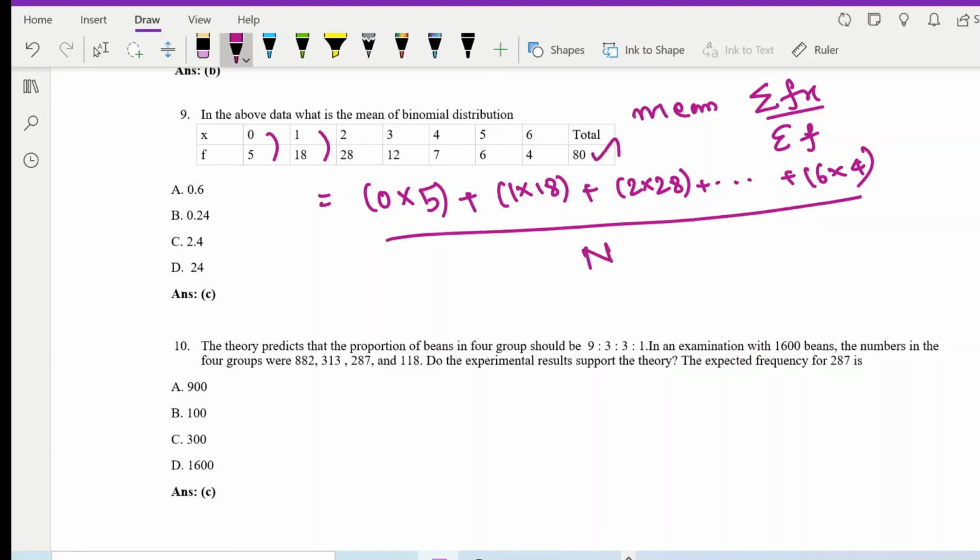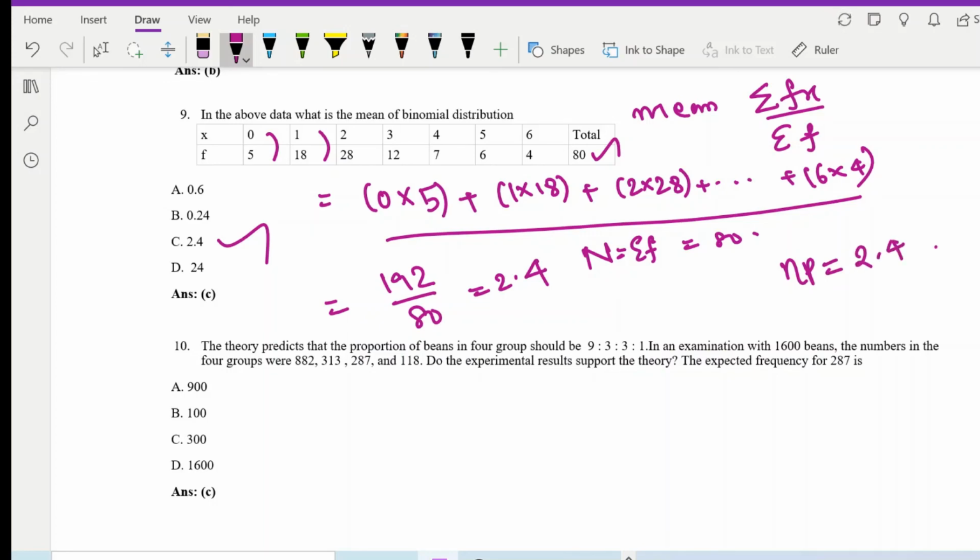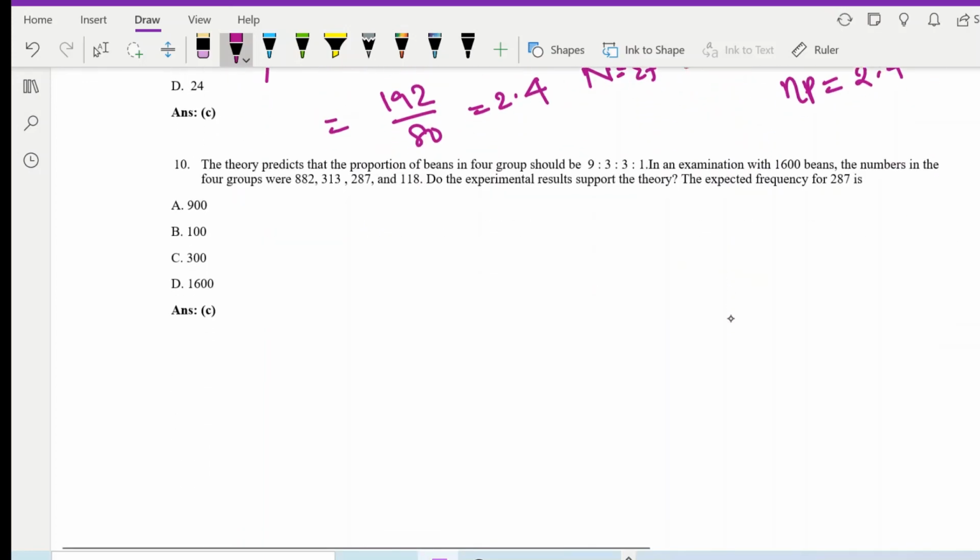The total frequency is the summation of f. N is equal to the summation of f, which is 80 here. The numerator value is 192 and the denominator value is 80. So 192 divided by 80 is 2.4. 2.4 is the mean value. That is, the mean of the binomial distribution is represented by NP, so NP equals 2.4.